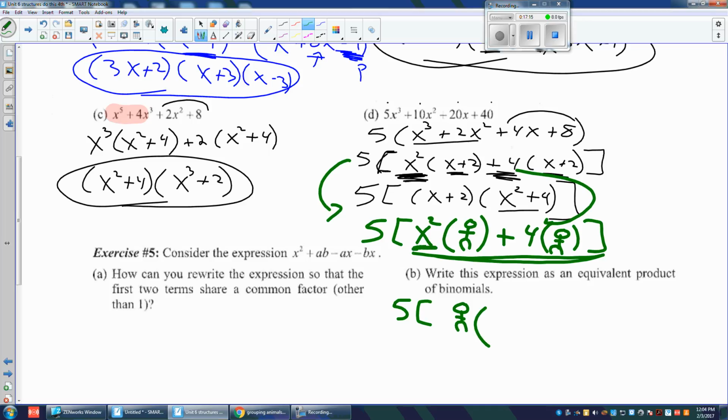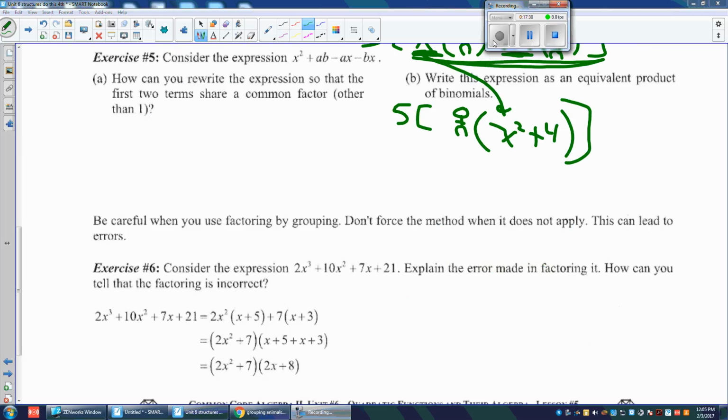And what am I left with? I'm left with the x squared, so the x squared has to be written down. I'm left with a positive 4, so the plus 4 has to be written down. But the monster was just x plus 2, so instead of writing the monster, we can write x plus 2.